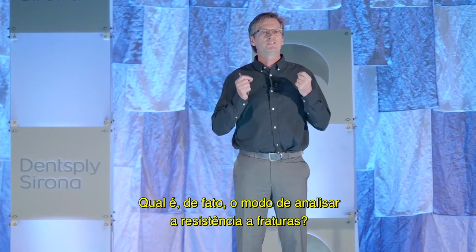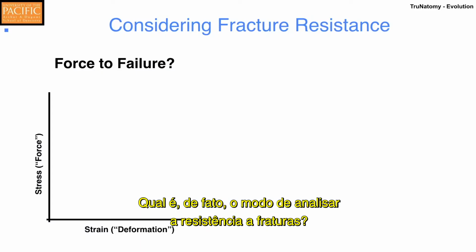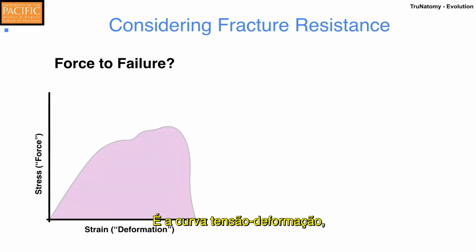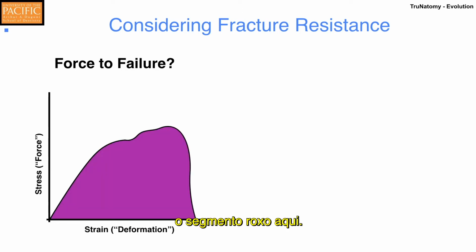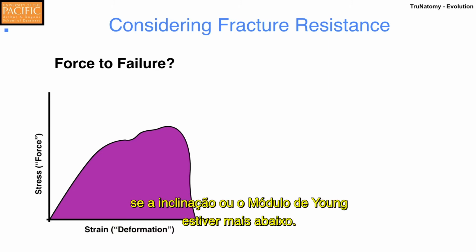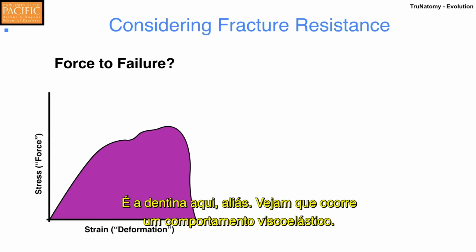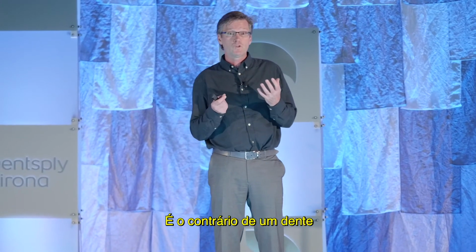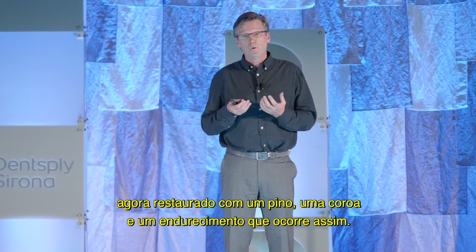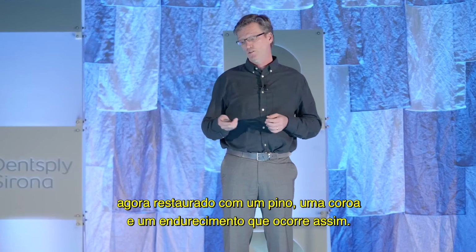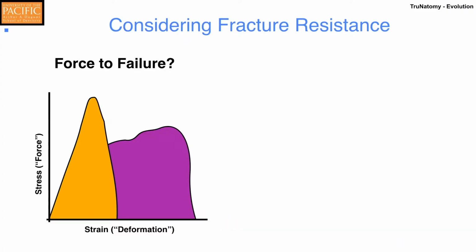What is really the yardstick that denotes fracture resistance is the area under the stress-strain curve, the purplish segment here. The area is bigger than it normally would be if the slope, or the elastic modulus, is somewhat lower and some kind of viscoelastic behavior occurs. This is dentin, by the way. As opposed to a tooth that is now restored with the post and the crown and the stiffening that occurs with that. So look at this. This is what we think sometimes, or many of our colleagues think sometimes, of the reinforcement.